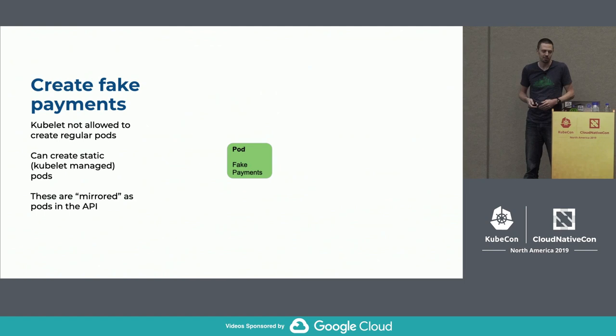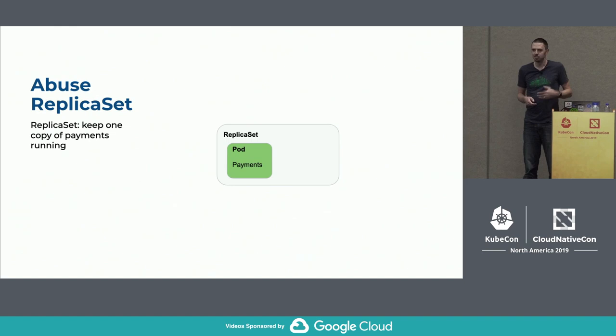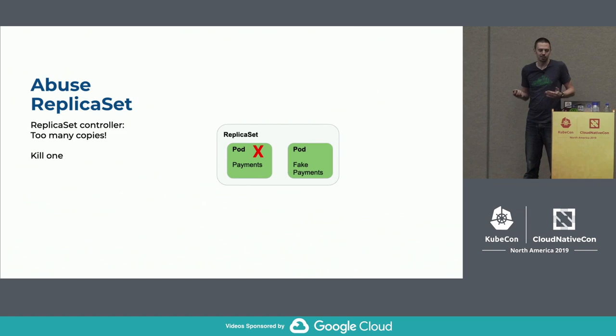So once we have this fake payments pod, we're going to start abusing replica set to do our bidding. So replica set's job in this scenario is to keep one copy of the payments pod running. And what we're going to try and do is make it kill the legitimate one and have our one be the only one that's there. So replica set's going to say, hey, I've got two of these. I need to kill one off. Hopefully it kills the other one.